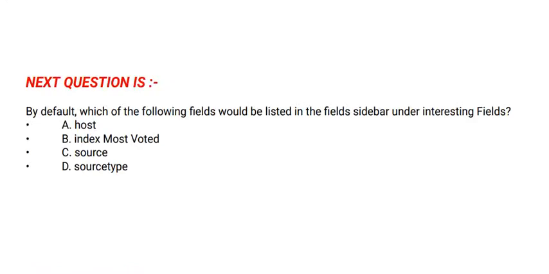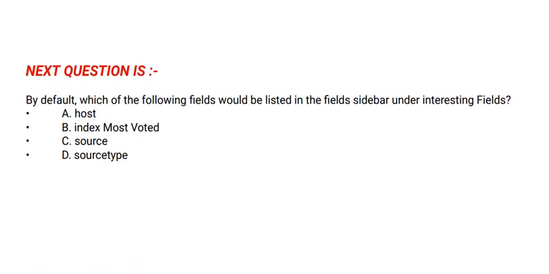Next question is, by default, which of the following fields would be listed in the fields sidebar under interesting fields? Options are option A, host. Option B, index, most voted. Option C, source. And option D, source type. The correct option is option B.